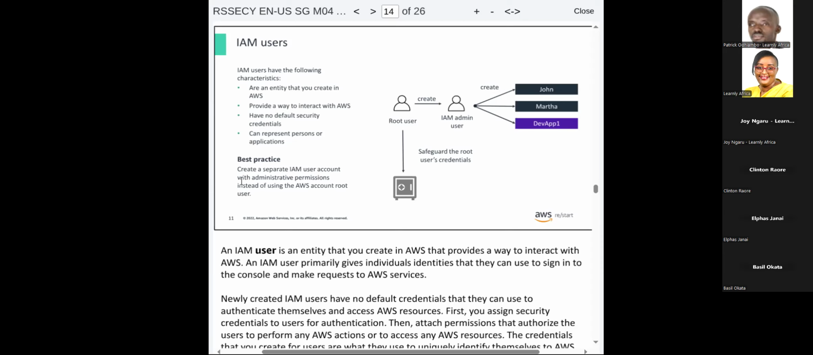Now we have a best practice. Create a separate IAM user account with administrative permissions instead of using the root user. All right, we said this earlier.